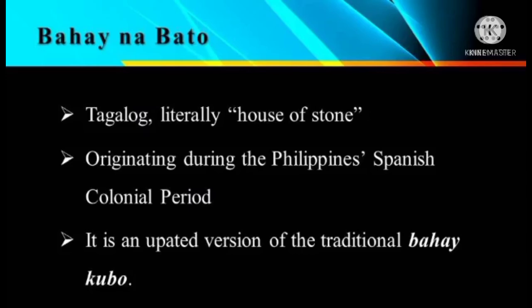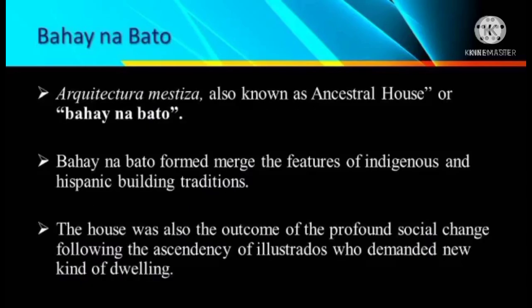but still maintains the bahay kubo's architectural basis which corresponds to the tropical climate, earthquake-prone environment of the whole archipelago of the Philippines. Arquitectura mestiza, also known as ancestral house or bahay na bato. During the 17th century, arquitectura mestiza not only is an evolution of the bahay kubo through its building materials use, but also in transcending the essence of Filipino characteristics and how it gives importance to nature through its design.